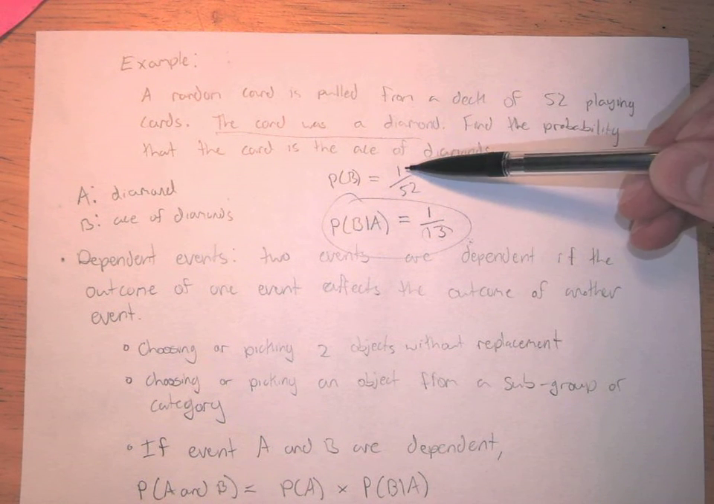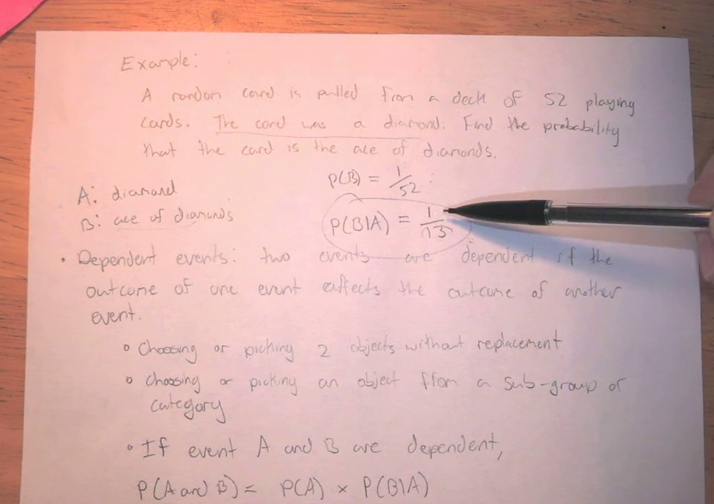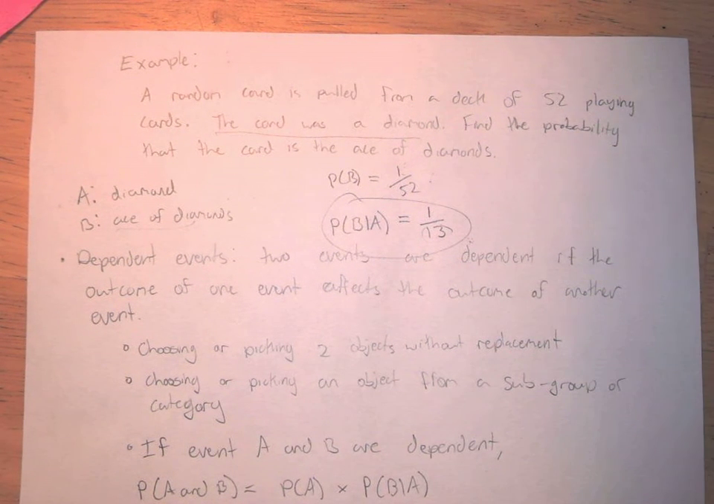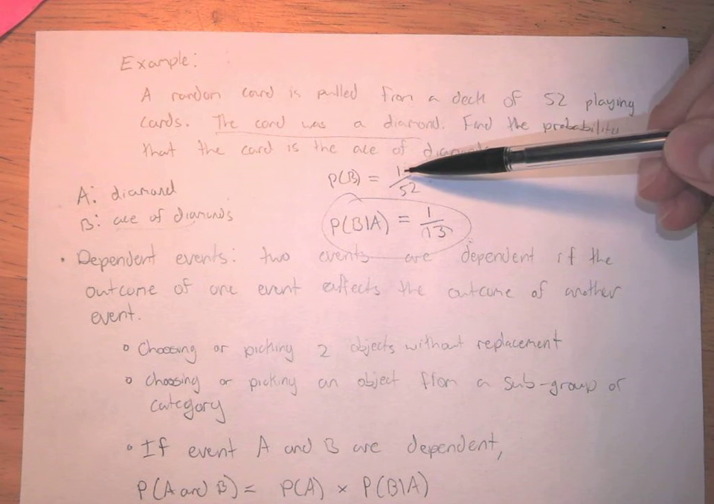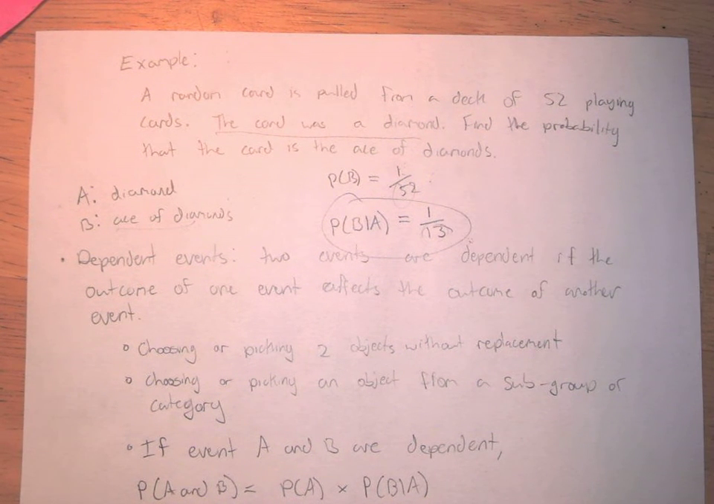Now notice that the number of ways that event B could occur didn't change in this case. It doesn't always. In the previous example, it did. The number of ways that you can pick a band member changed. Sometimes it doesn't, but it will definitely change the sample space.